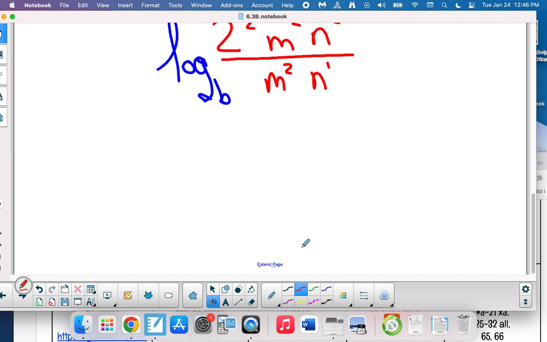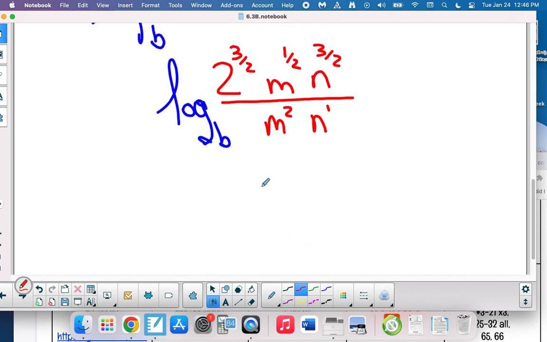Okay, now, try to understand this. This is a monomial. You don't see any pluses or minuses. This is another monomial. Monomials, they're easy. You just divide them out. So, I don't see a 2 down here, so this one's done, right? Log base b of 2 to the 3/2, times m to the 1/2 minus 2, which is negative 1/2.